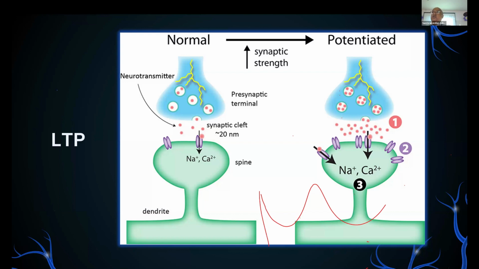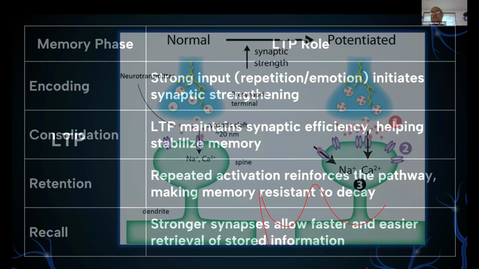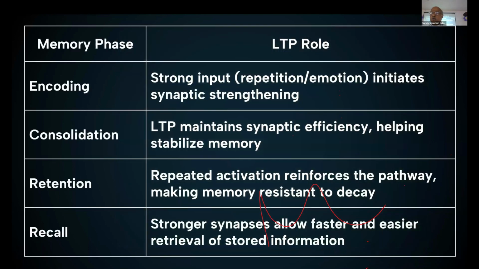Later on it leads to formation of new dendrites. New dendrites are formed, so synapses take place. That's what strengthening of the synapses is. That is important for the consolidation of the memory. So that's encoding, consolidation, retention. Then if it is consolidated, you can easily recall. Consolidated memory goes to the neocortex, so you can easily recall it.